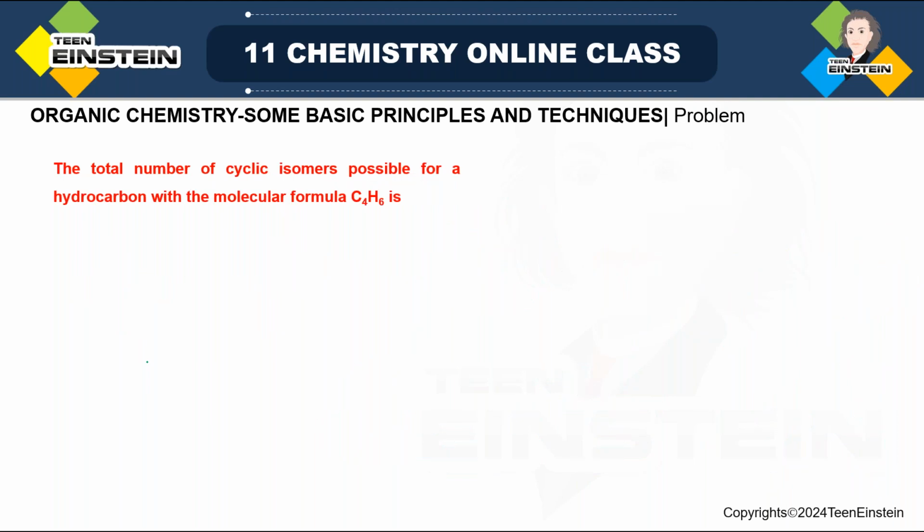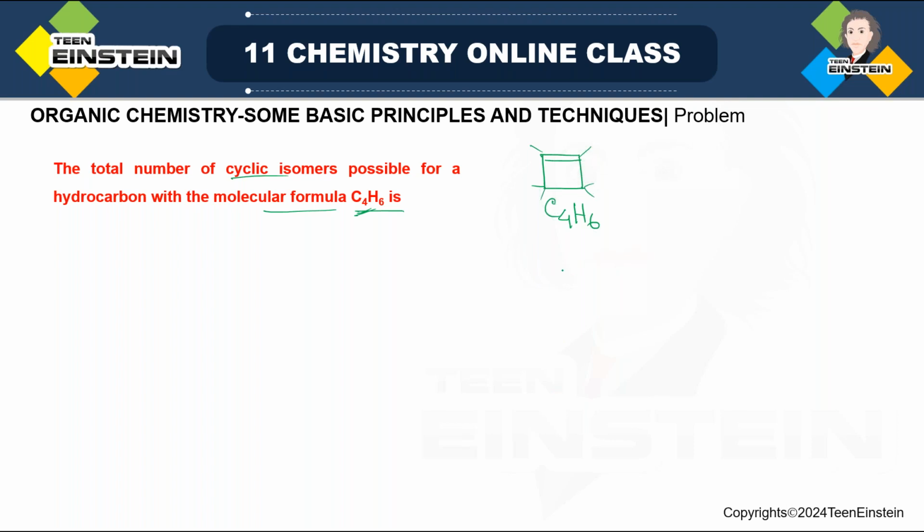Total number of cyclic isomers possible for a hydrocarbon with molecular formula C4H6. It is already mentioned that it is cyclic. As there are a total of 4 carbons, you can simply start with cyclobutane. But if you do not put any double bond, you will see the total number of hydrogens will be 4 CH2, so total hydrogen will be 8. So you have to put a double bond, then only you will see it matches C4H6. Now 2 hydrogen, 2 hydrogen, 2 hydrogen. That means total 6 hydrogen. So this type of structure is possible with 4 members.